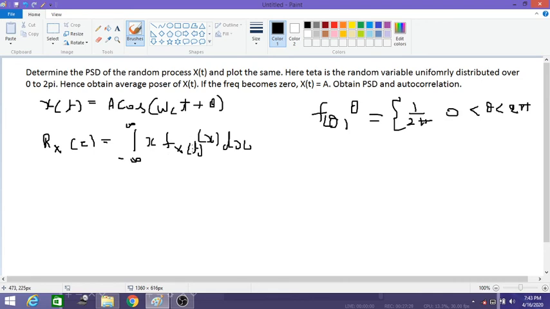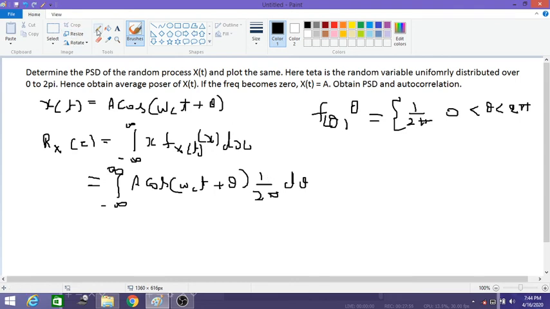So when we substitute here and apply the cos a plus b formula and integrate this term, I'll just quickly write it, because this example we have solved in the previous tutorial, you can refer back to it. So here I'll write this as a into cos of omega c t plus theta into 1 by 2 pi into d theta. Sorry, here I have written dx. It is not dx, it is d theta. Integration with respect to d theta.